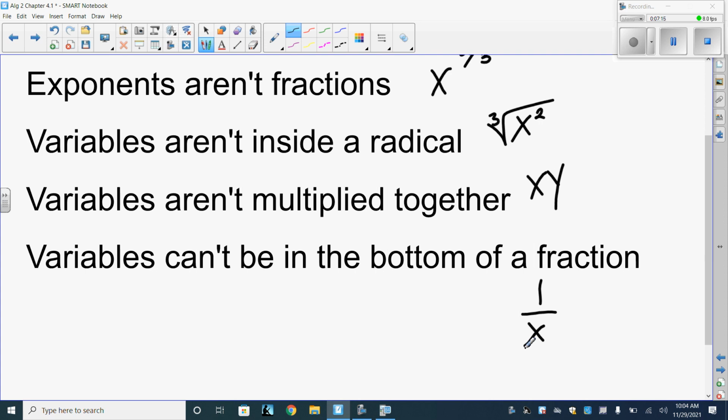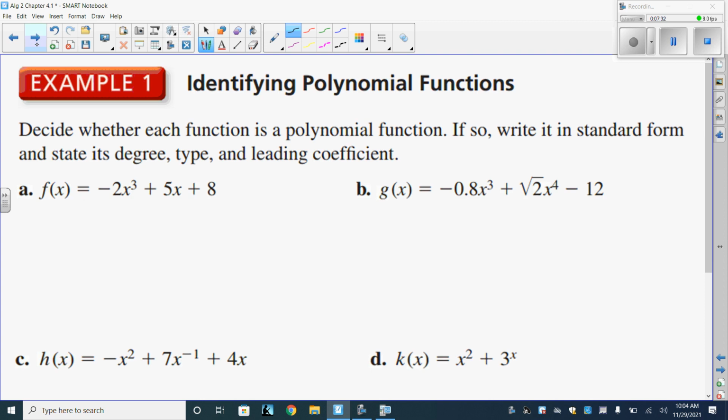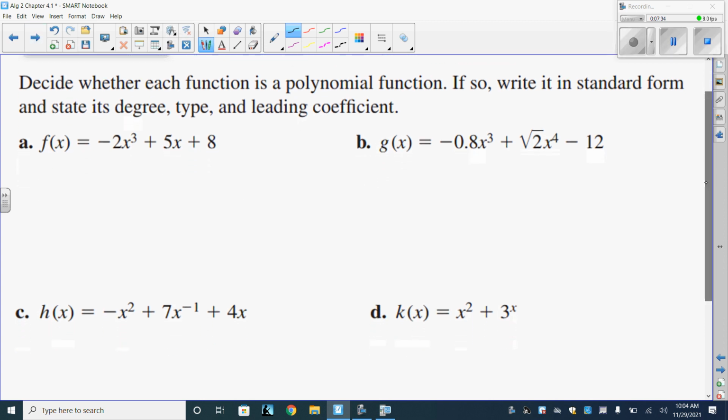So as long as we don't have any of these here, then we can say that it is a polynomial function. Any questions on this so far? Okay. If we're good with that, let's look at our first actual set of examples.